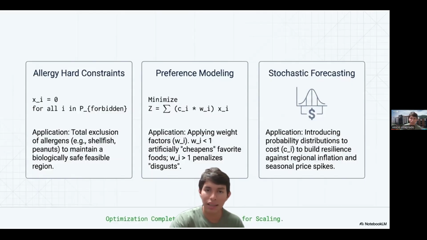And also lastly, the introduction of a probability distribution to the cost, because as you know, the costs of elements are not fixed, but change through time because of inflation and some seasonal price spikes.